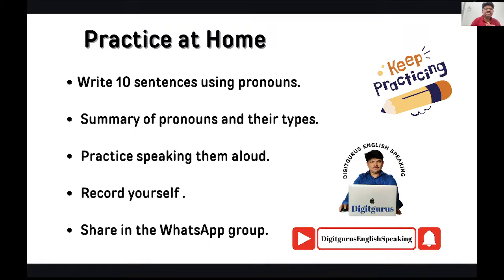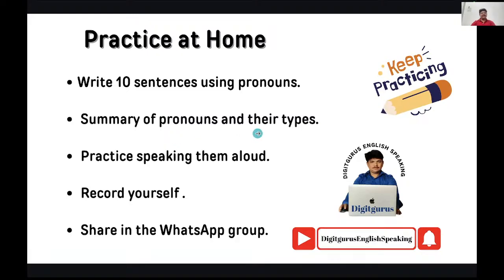Now it's your practice time. What you will have to do is write 10 sentences using pronouns. There are 5 types of pronouns, so you will have to write 2 sentences for each type of pronoun. So the total will be 10 sentences.